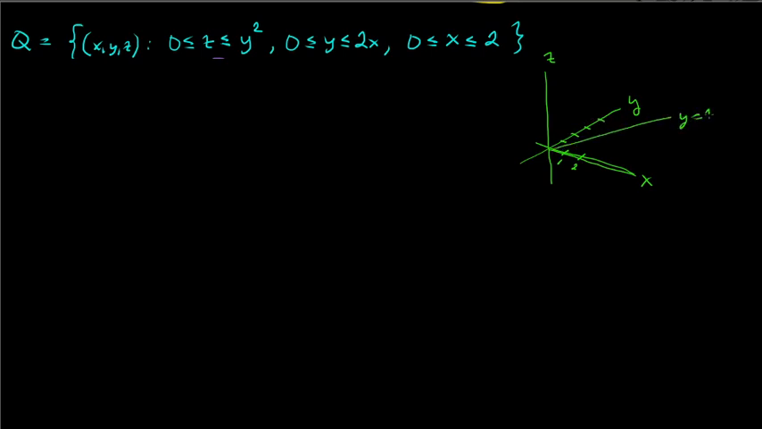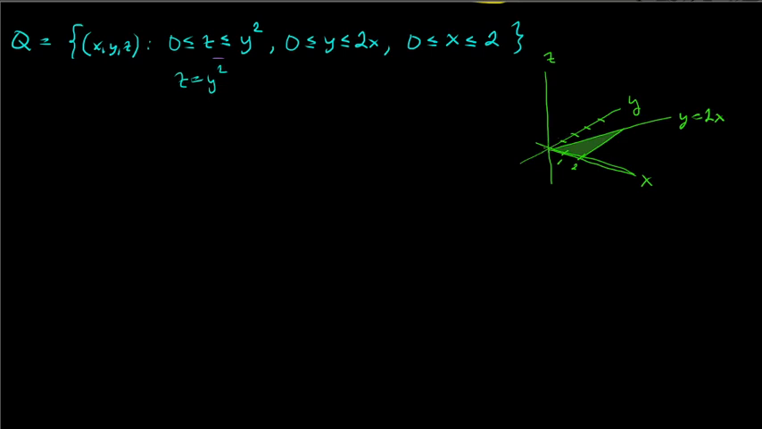So this is the line y equals 2x. So already we're above this little triangle here. So this region here, above that triangle. And now what's the actual surface above that? It's the cylinder, z equals y squared. So z is equal to y squared, right?